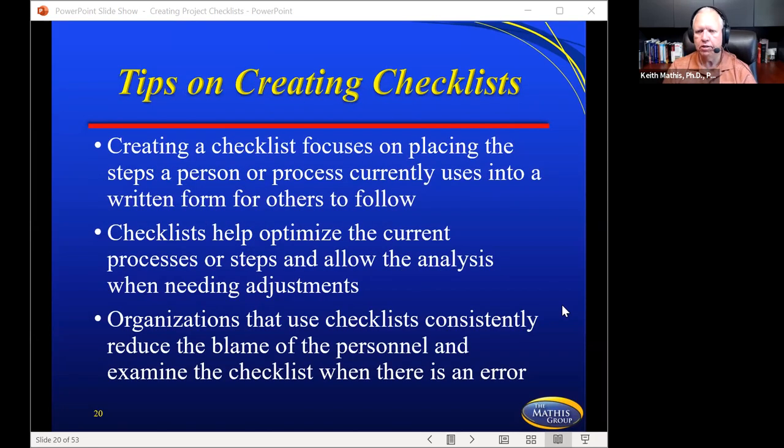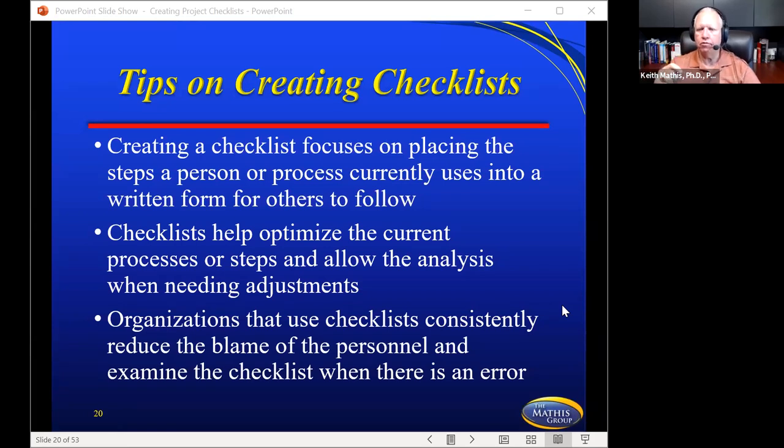Tips on creating the checklist. Creating a checklist focuses on placing the steps a person or process currently uses into a written form for others to follow. Now, the first thing that has to happen here is, is this process current? Many times people have a process that's documented, but people are doing it their own way. They're not following that process. This checklist is going to push people to follow the process the way it's been documented.